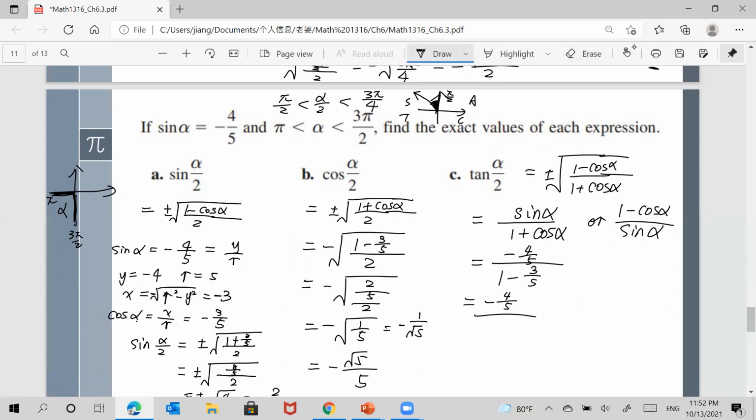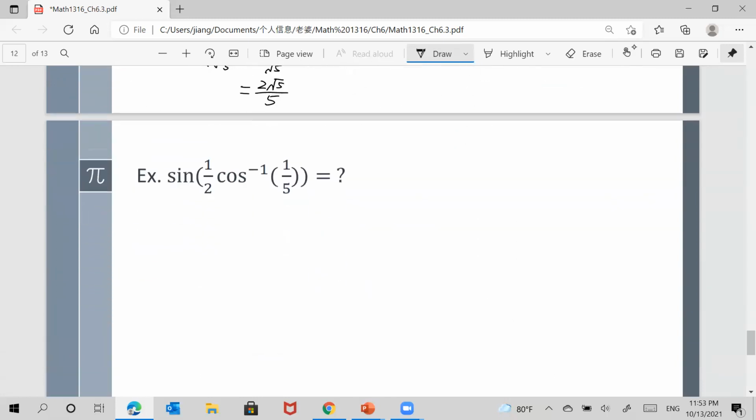Okay, so 5 over 5 minus 3 over 5 is 2 over 5. And then let's simplify this. That's negative 4 over 5 multiplied by the reflection of this, 5 over 2. That's negative 2. So let's see whether we use this formula or this formula. If we use this, you still need to do the square root and also decide the plus or minus sign here. Okay, let's move on to see this one.